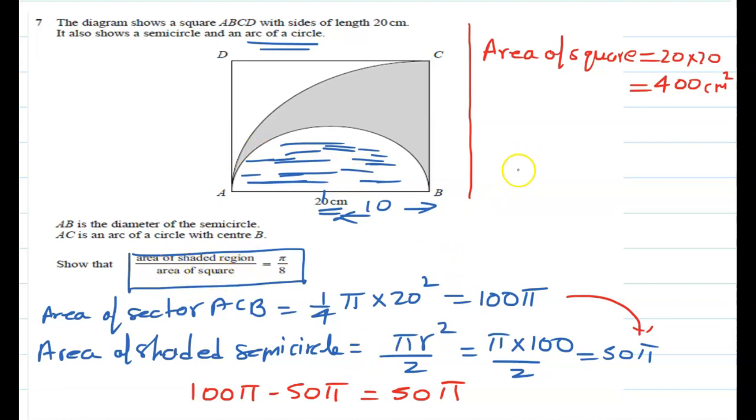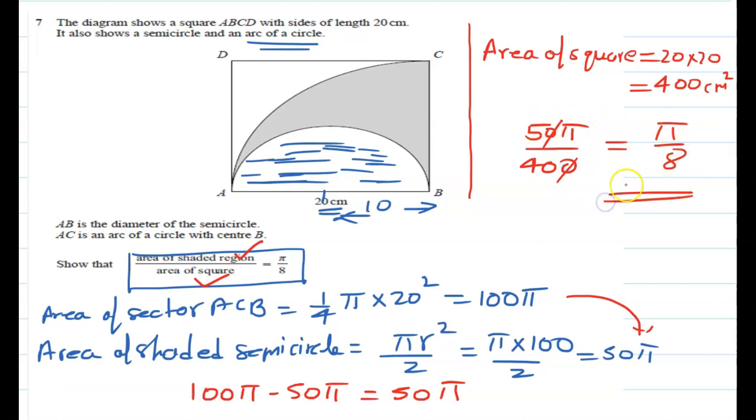So the shaded region is 50 pi, divided by the area of the square. Area of the square is 400. If you simplify it, the 10s cancel, divide by 5 here, so it will be pi over 8. Nice and easy. Let's go for another question.